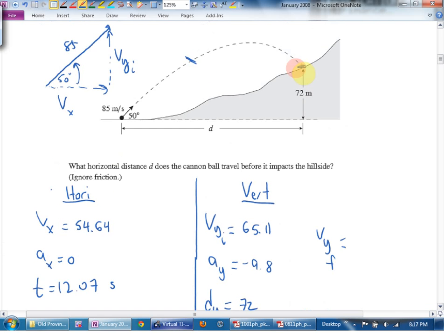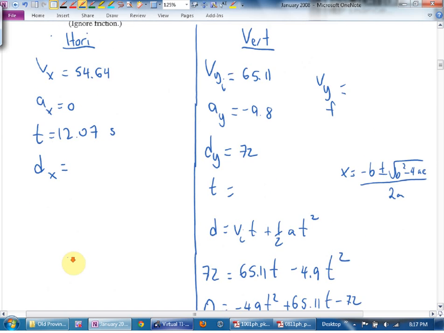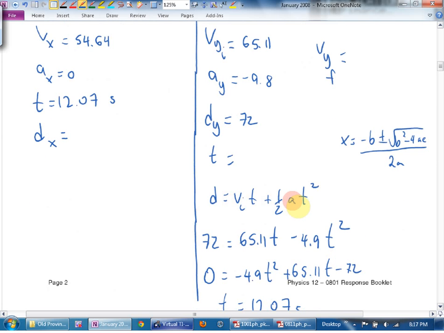And they want me to find horizontal distance d. They want me to find dx. What's an equation that has v, a, and t in it? This bad boy, but what's a? So dx is just going to be vx times t, 54.64 times 12.07. There's your classic projectile range type question.